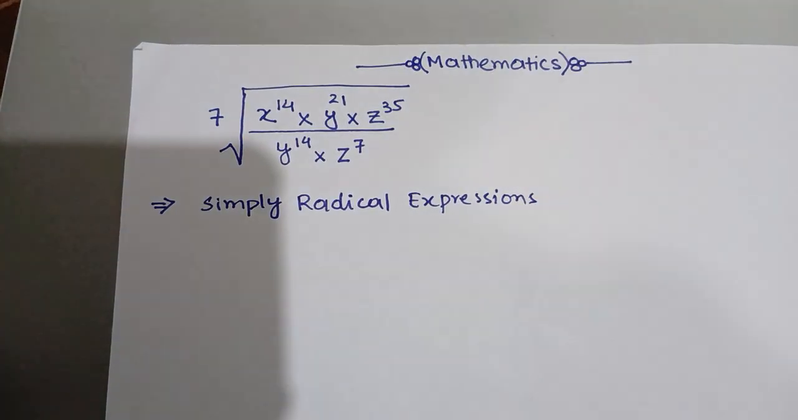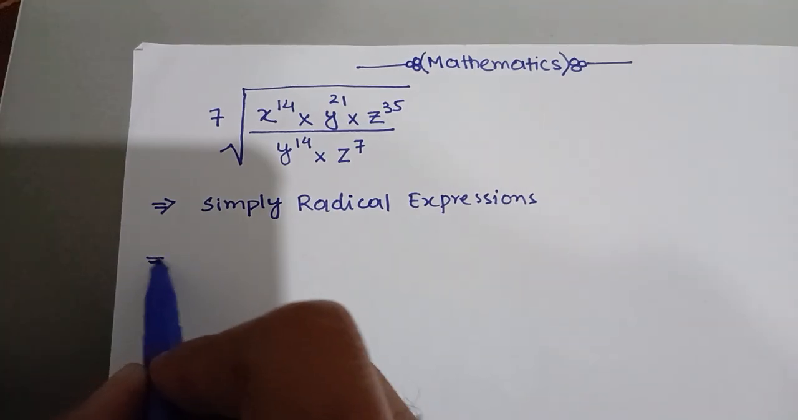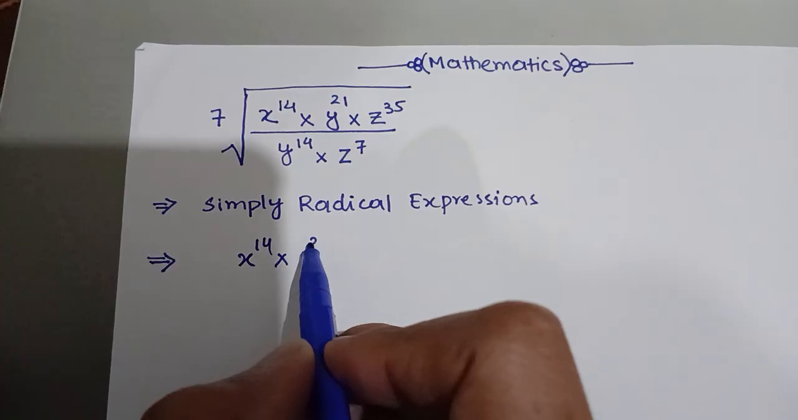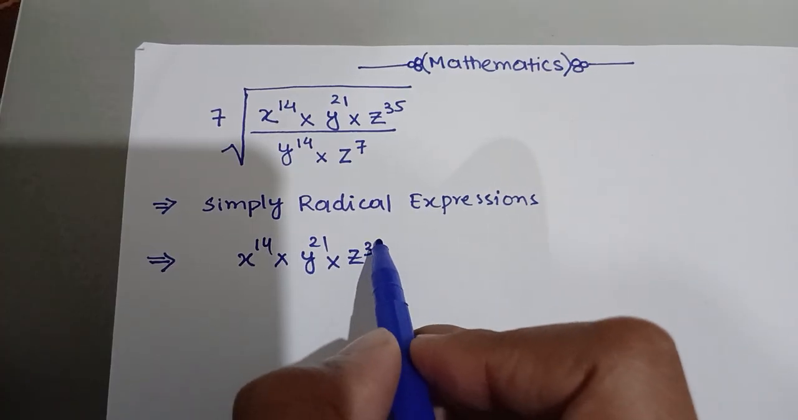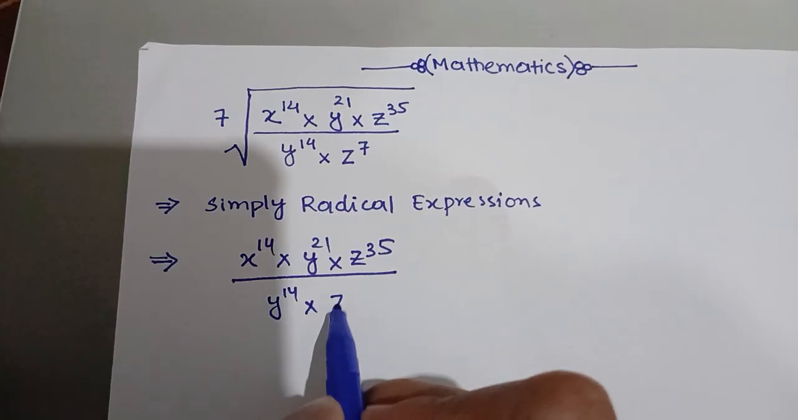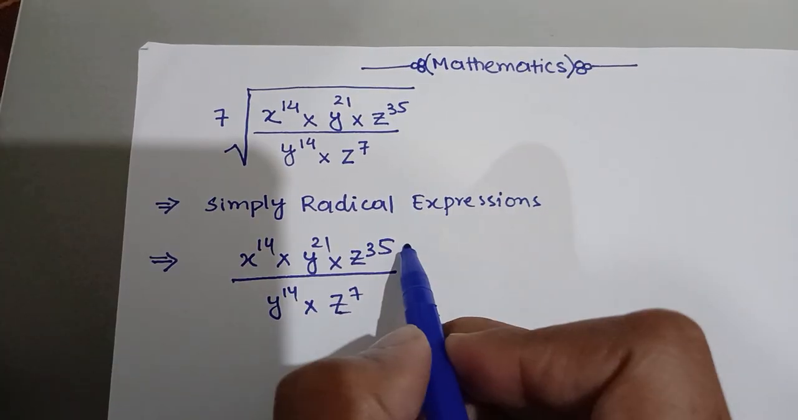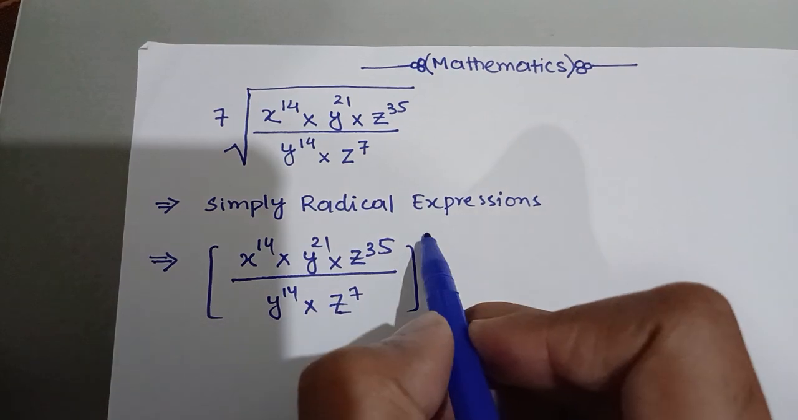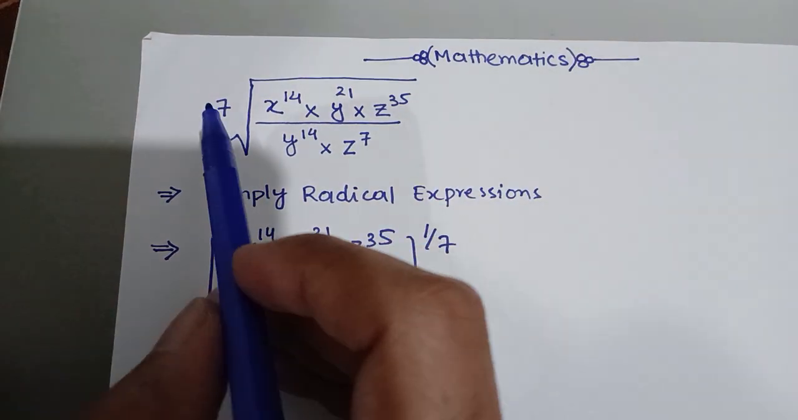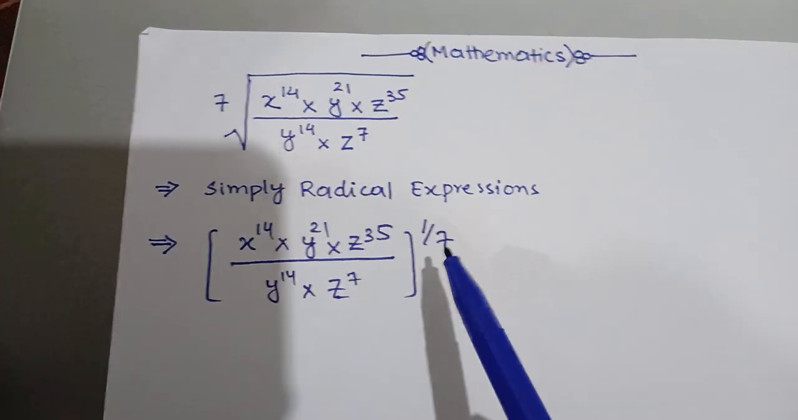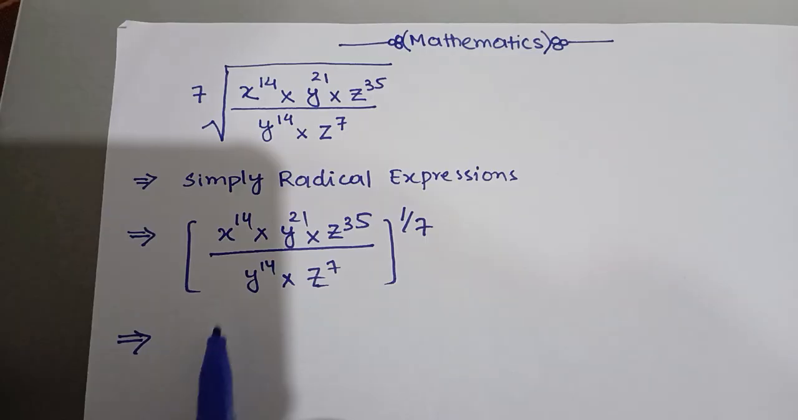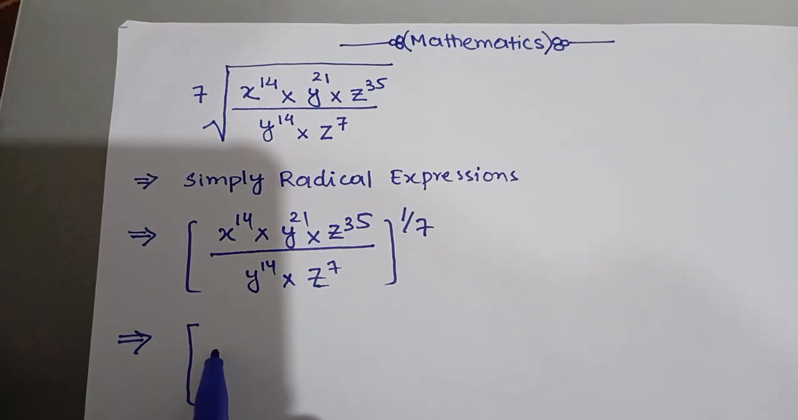It's very simple. First of all, we will write the expression without the exponent or square root form. We can write this type of expression in the same way we write the square root, but here we have power 7, so we'll write 1 by 7 here.